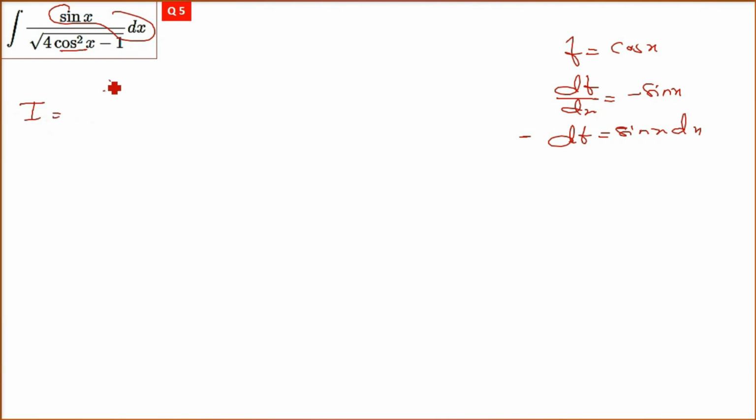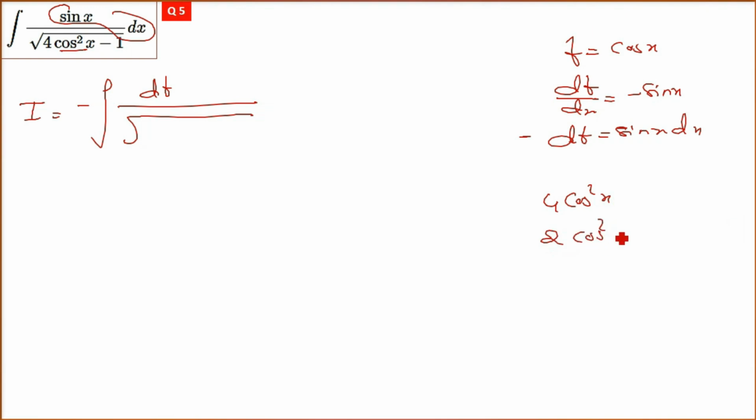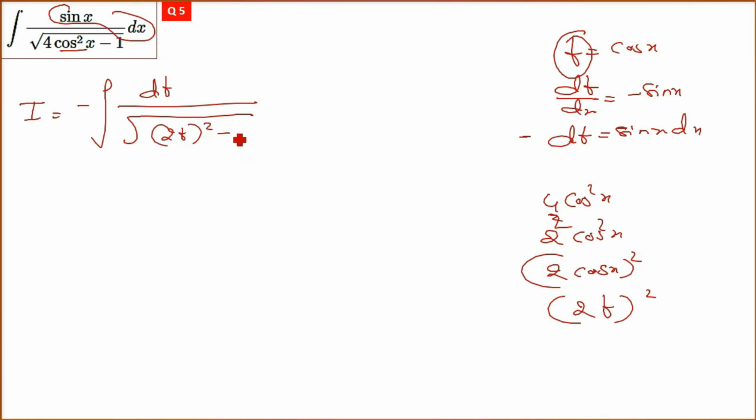So the integration will become like this. Negative dt I am writing, negative I am taking outside. The denominator will be 4 cos square x minus 1. So 4 cos square x can be written as 2 square cos square x, or you can say 2 cos x whole square. And we can just take this 2t now, because cos x was taken as t. So it will be 2t whole square minus 1 square.